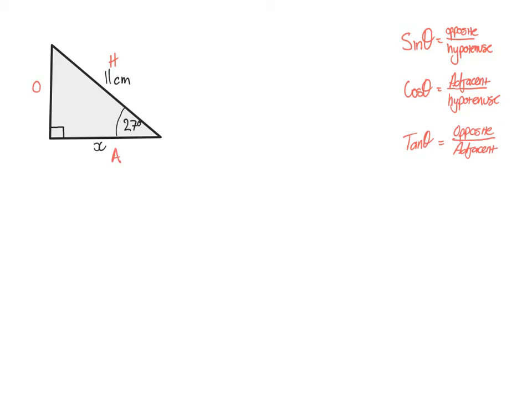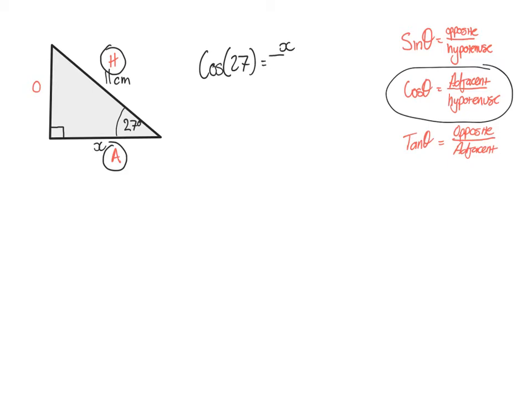So now that we've labelled our sides, we can think about which ratio would work best for us. At the moment we have a hypotenuse and we want to find an adjacent side. So we need to look for a ratio that has both of those. So in our case, we're going to use the cosine ratio because it has adjacent and hypotenuse in its formula. So first step is to just substitute each of those values in. So cosine of 27 equals, now adjacent is just x for now, we don't know what it is, and then the hypotenuse is 11. Great.